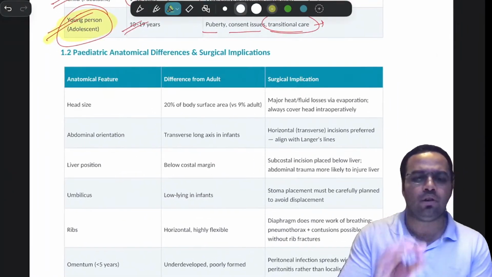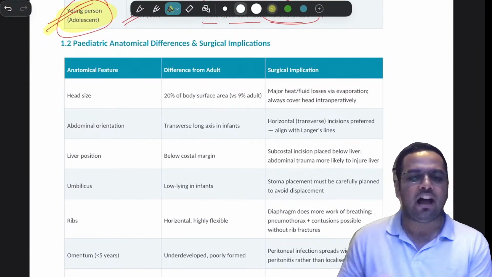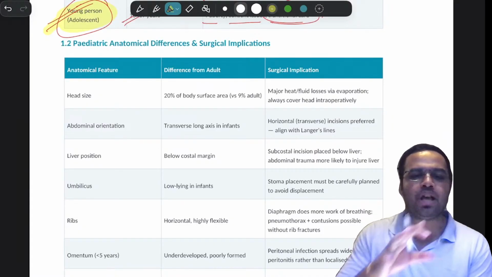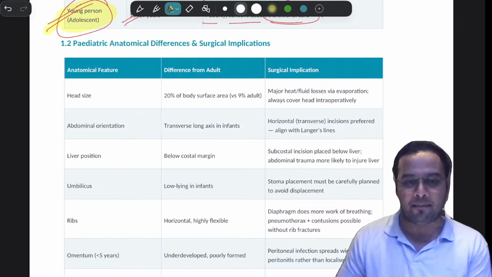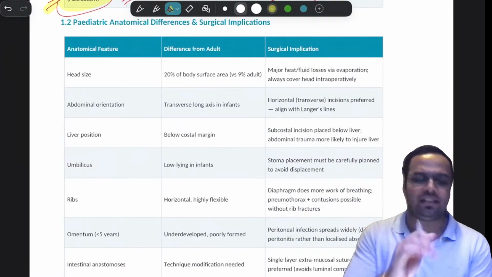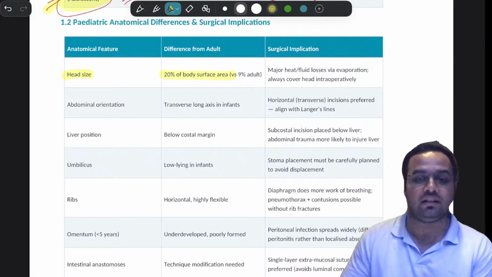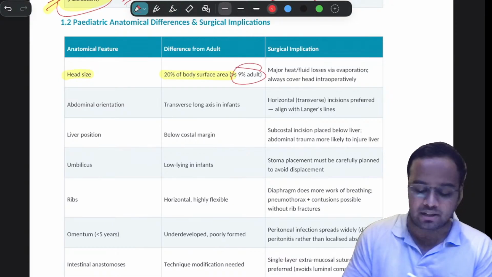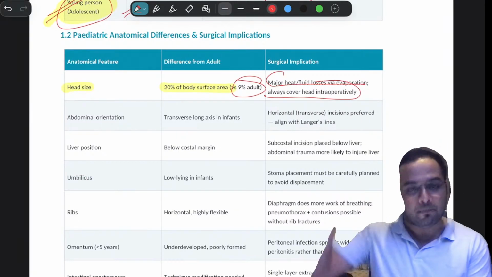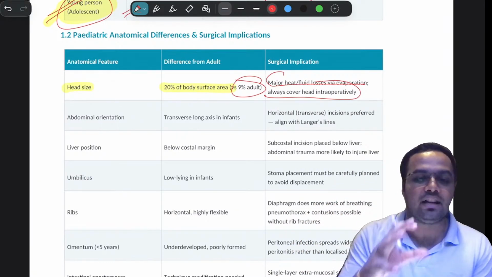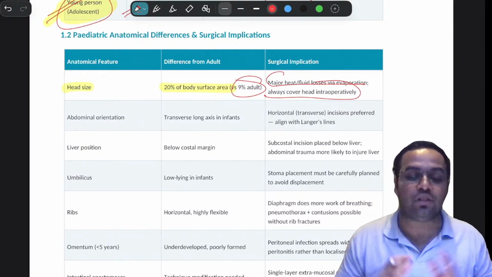So this is a very good table which I came across. This is a table which I have made typically after seeing all the textbooks, because there are some physiological parameters in the children which are going to change our surgical approach to the child. So first remember the head size. The head size of the baby is 20% of the total body surface area as compared to 9% in the adult, and that is the reason major heat and fluid losses occur via evaporation from the child. That is the reason whenever a newborn child is born, the grandmother is typically going to say to cover the head of the child, rest of the body comes later on.